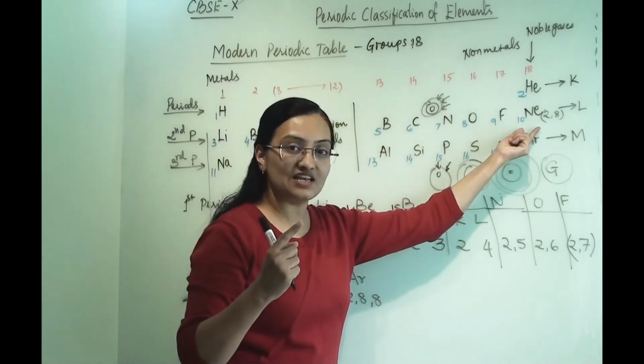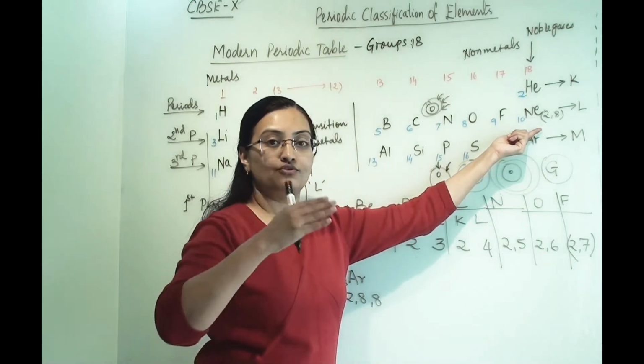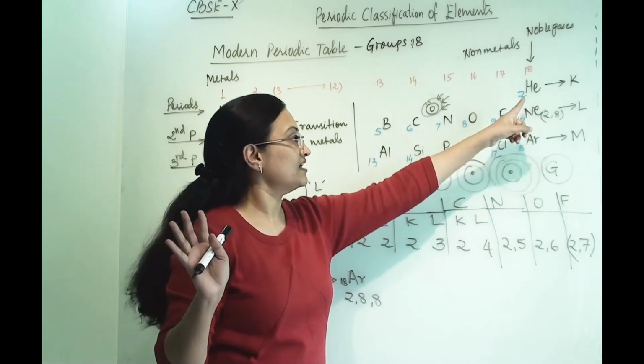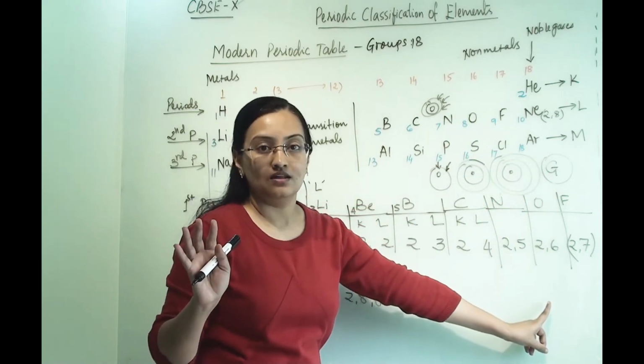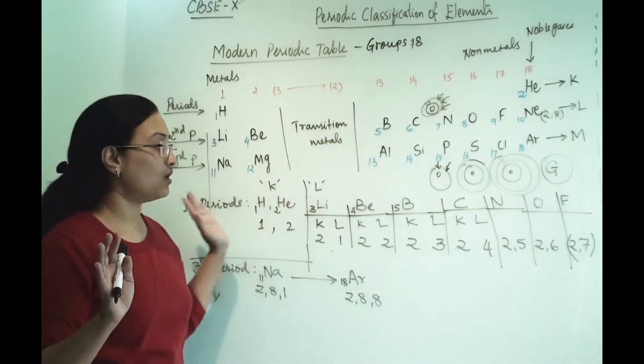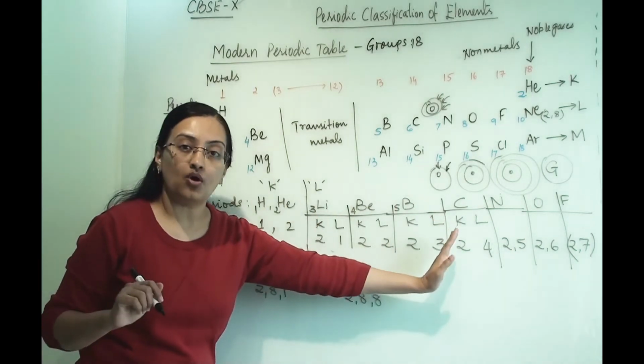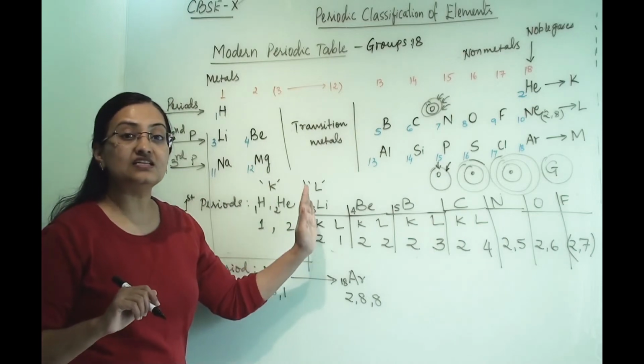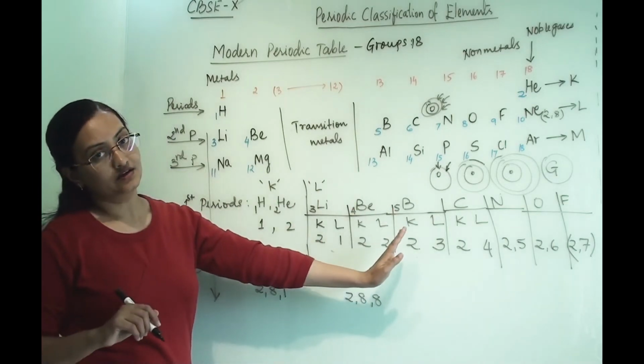And with the last element, that is a noble gas, that will be the last electron for that orbital. That's why the noble gases are at the last. That is how they have arranged the modern periodic table, according to the increasing order of their atomic number.